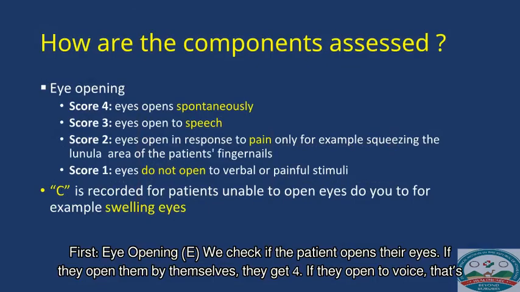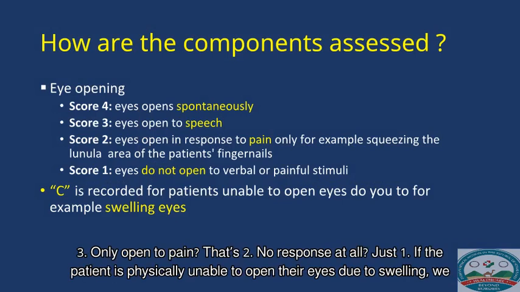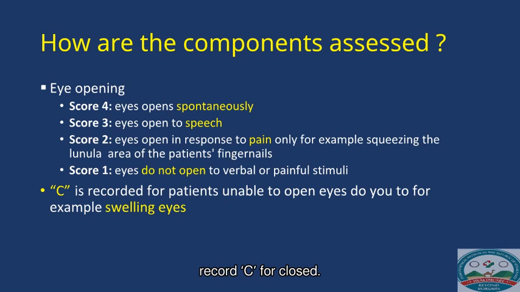First, eye-opening, E. We check if the patient opens their eyes. If they open them by themselves, they get 4. If they open to voice, that's 3. Only open to pain? That's 2. No response at all? Just 1. If the patient is physically unable to open their eyes due to swelling, we record C for closed.